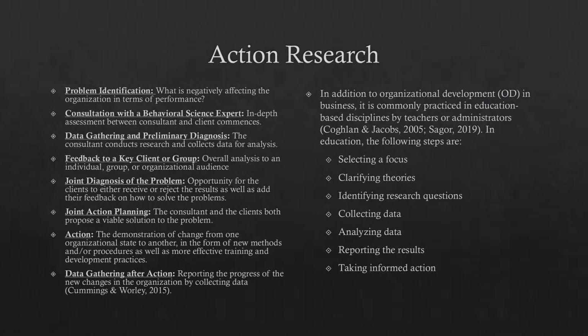In action research, the 8 steps are problem identification, consultation with a behavioral science expert, data gathering and preliminary diagnosis, feedback to a key client or group, joint diagnosis of the problem, joint action planning, action, and data gathering after the action. In problem identification, I've actually put this in the form of a question. What is negatively affecting an organization in terms of performance? Basically to shed light on what the main issue is at hand.